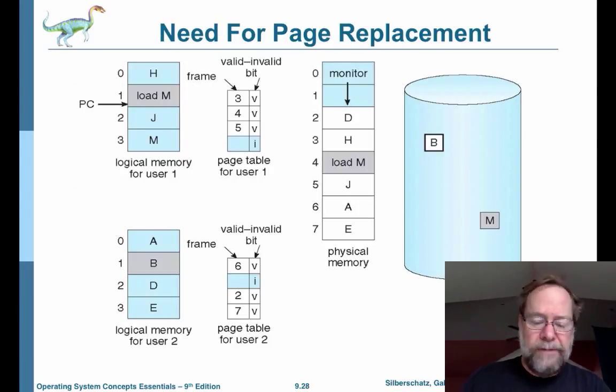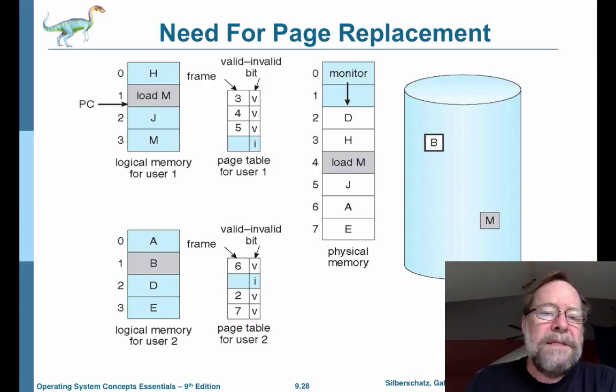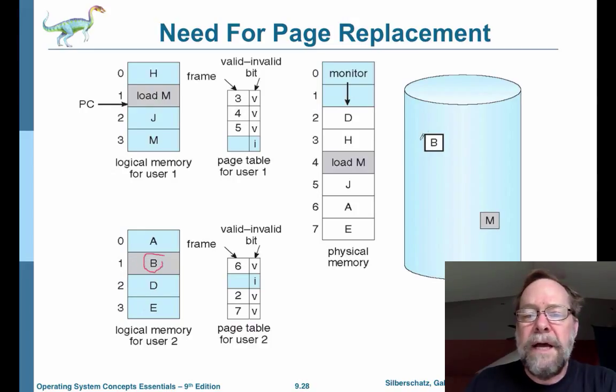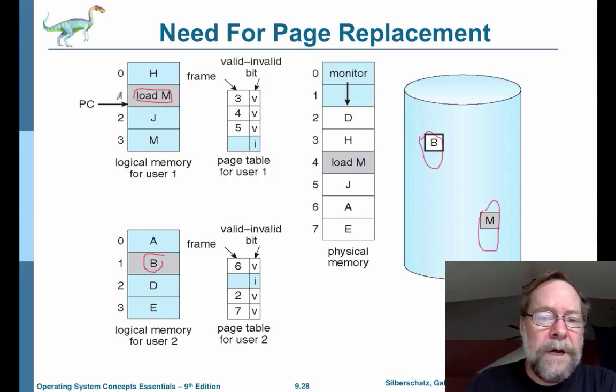All right, that's what this diagram shows here, again taken from the textbook. You can see we've got two processes running here, one for user 1, one for user 2. They each have a set of pages over here. Some of them are not resident in memory. So for user 2, page 1, whose contents are B, is sitting over here on the hard drive. It hasn't been changed. Over here, though, for user 1, this page M is sitting on the hard drive, but if you look at process 1's page table over here, that's page number 1.